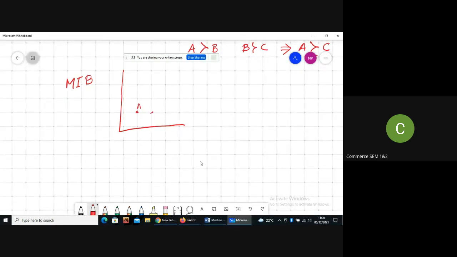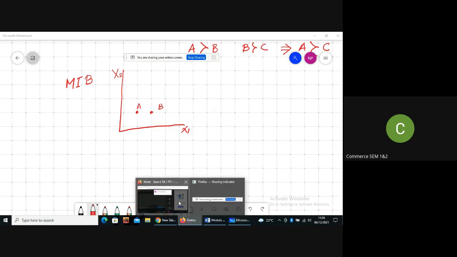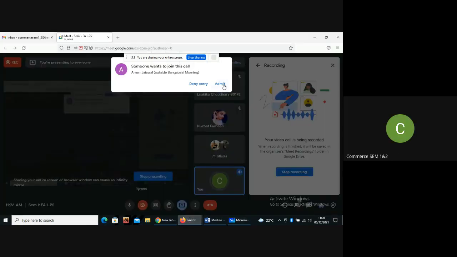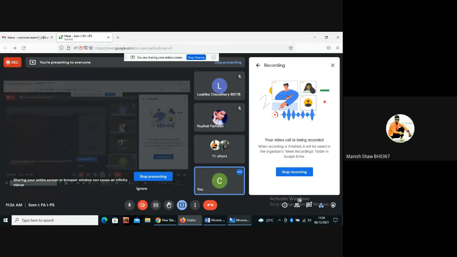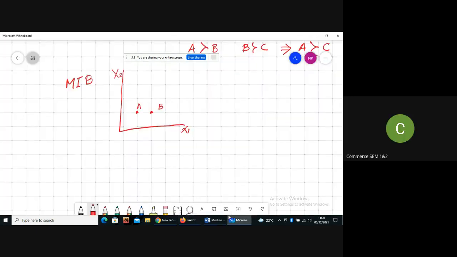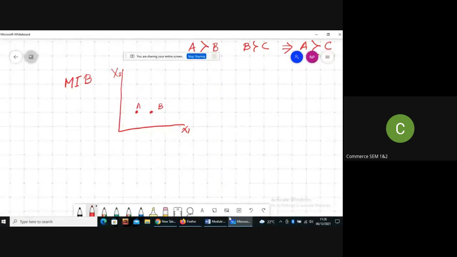and if you have point B, which one will be preferred by the consumer? Here we are taking X1 and here we are taking X2. So among these two points, point A and point B, which point will the consumer prefer? Sir, A. Why? B, sir. Why? When you answer something, you must have some logic behind your answer.